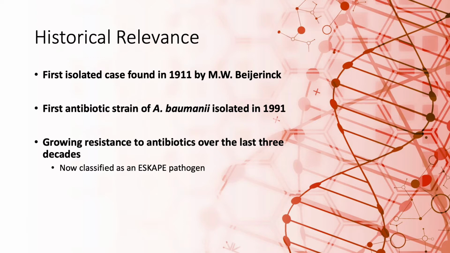And so throughout the 1900s up until 1990, a lot of the infection cases with this pathogen were treated relatively easily. But over the last 3 decades, Acinetobacter baumanii has shown a growing resistance to antibiotic drugs, which has made it very difficult to treat, and is now classified as an escape pathogen, which is one of 6 escape pathogens in the world.